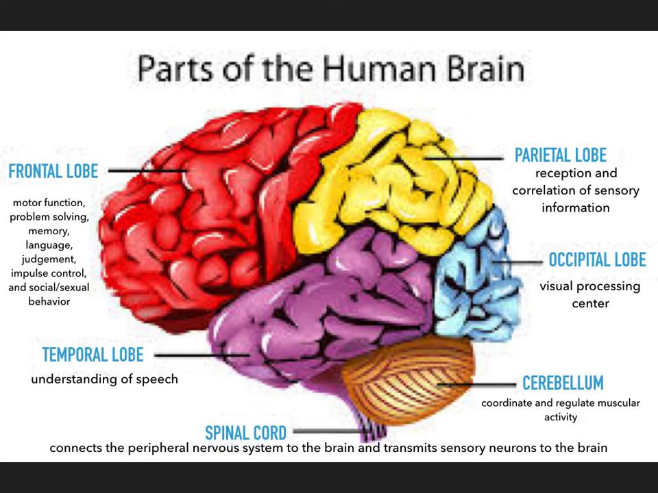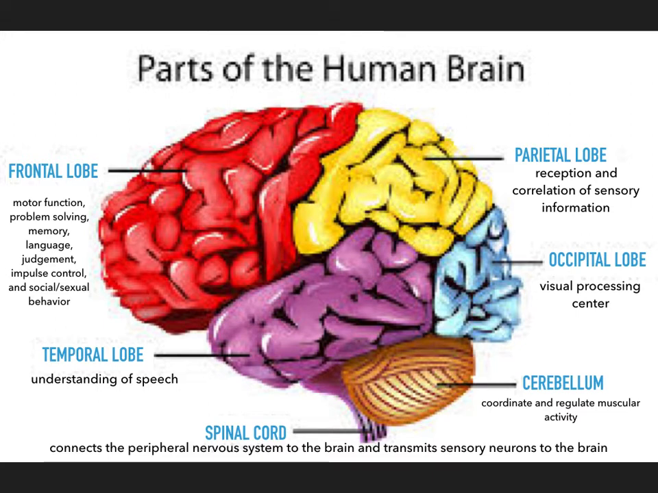First, it's important to understand the brain. There are 6 major regions of the brain. The frontal lobe is responsible for motor function, problem solving, memory, language, judgment, impulse control, and social or sexual behavior. Next is the parietal lobe, which is responsible for reception and correlation of sensory information. The occipital lobe is for visual processing.